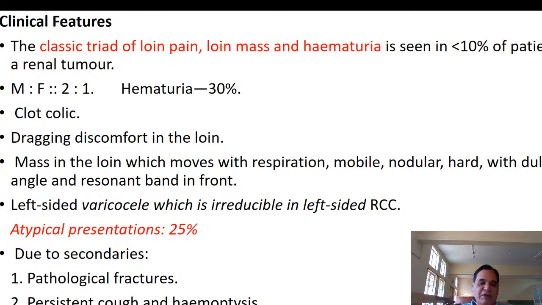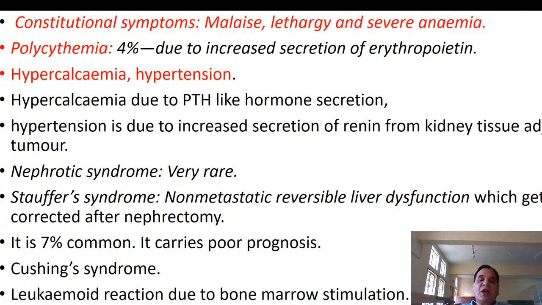A typical presentation: pathological fractures, hemoptysis. And one important thing is PUO. Pyrexia of unknown origin occurring in old age. In 20% of cases, this can be RCC. Remember this. Associated constitutional symptoms like malaise, lethargy, and severe anemia. There can be polycythemia, hypercalcemia, and hypertension. Nephrotic syndrome is rare.